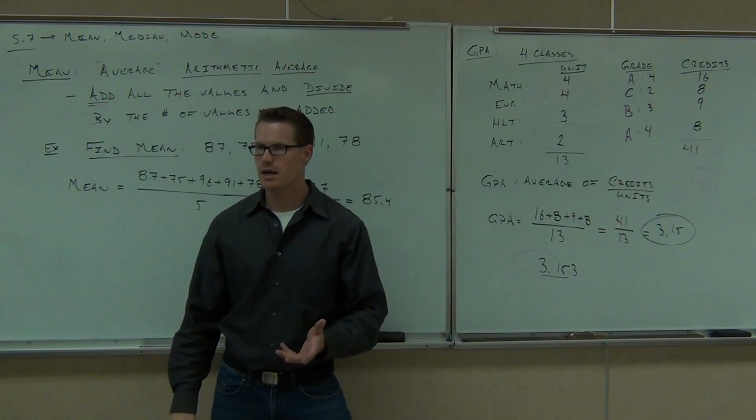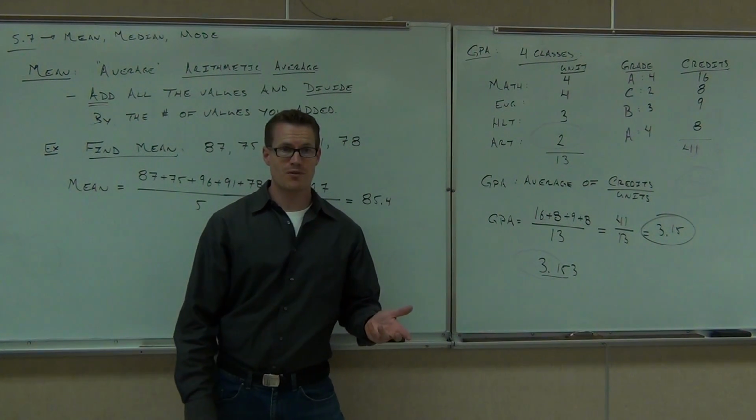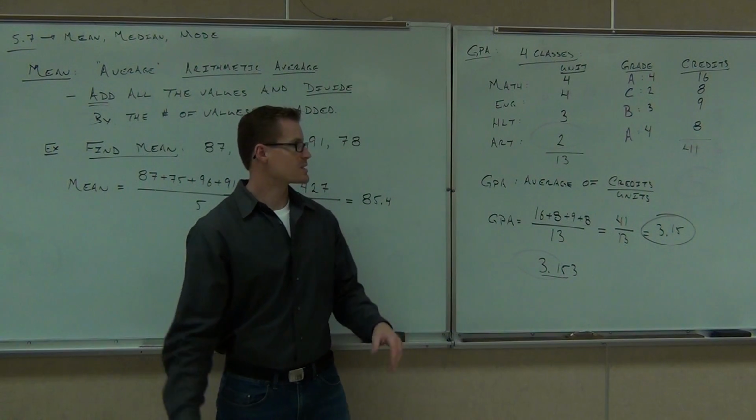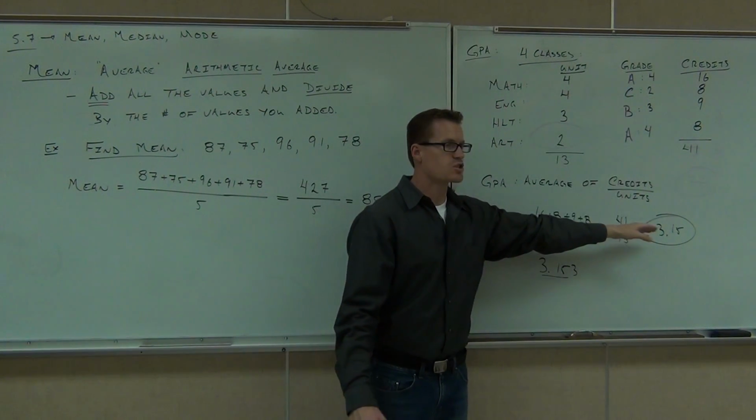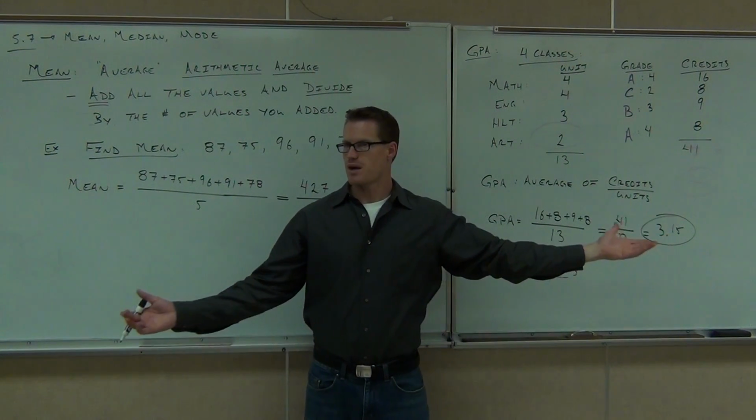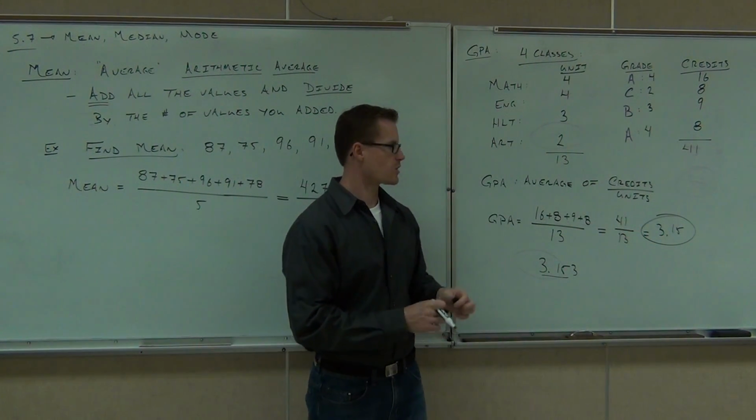Is that a valid GPA? Would you be happy with 3.15? It's like a B average. So even though you didn't get a B in all your classes, you got a couple A's, you got a B, and you got a C, you're getting just above a B average right there. That's not bad. Not too bad at all. Transfer real well with that.